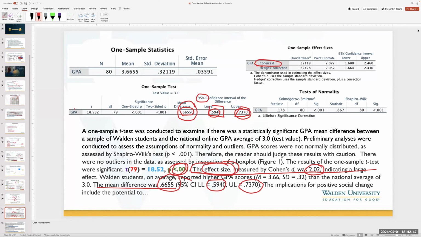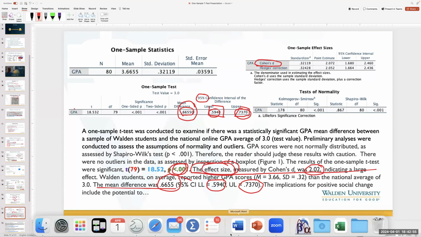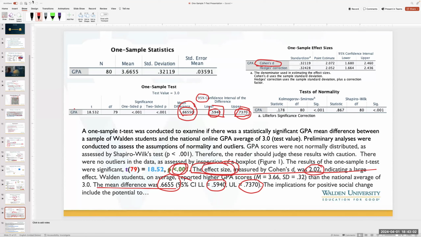Now, let's do something here right quick. Give me a second. Now let's take a look at the exemplar that I'm going to give you.